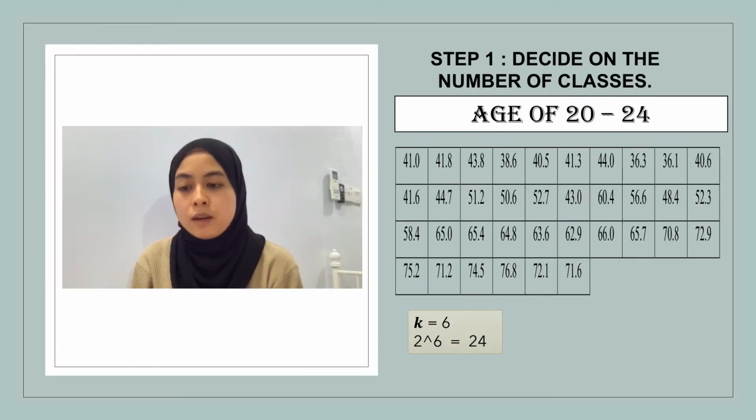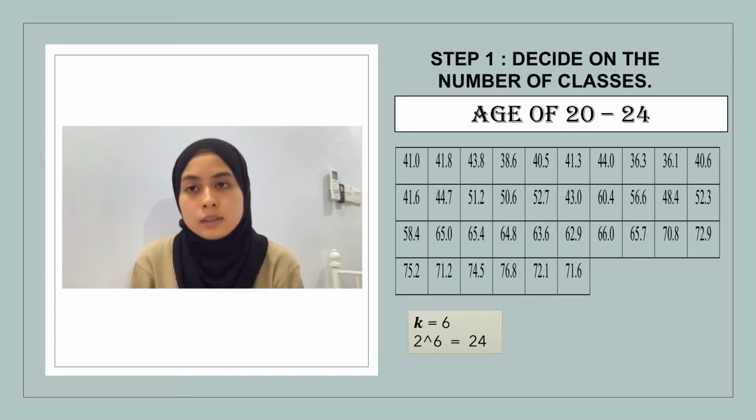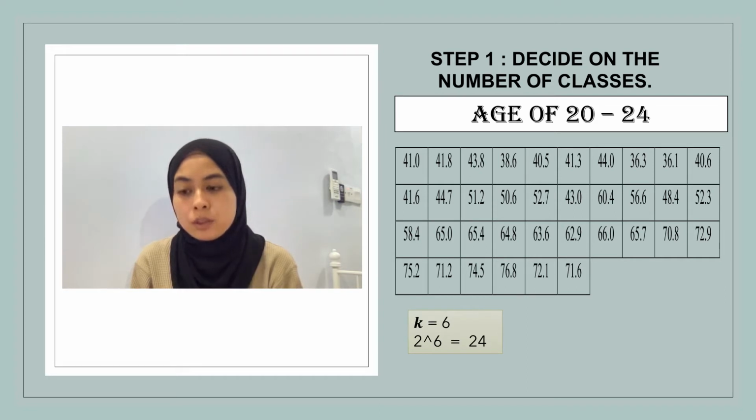Data arrangement. First, there are 5 steps for data arrangement. Step 1. Decide on the number of classes. There were 36 labor force by age in Negeri Sembilan, so n equal to 36. Let's say if you let k equal to 6, the answer is 64. So 64 is greater than 36. So the recommended number of classes is 6.